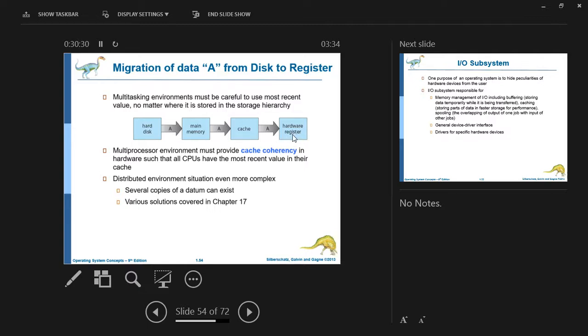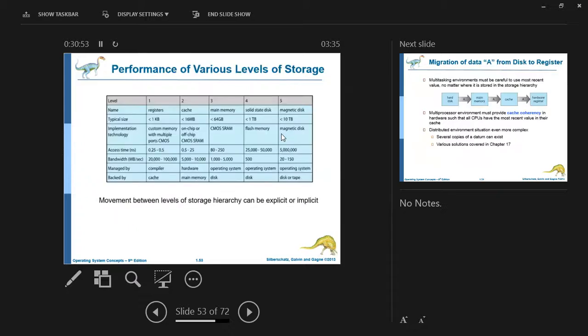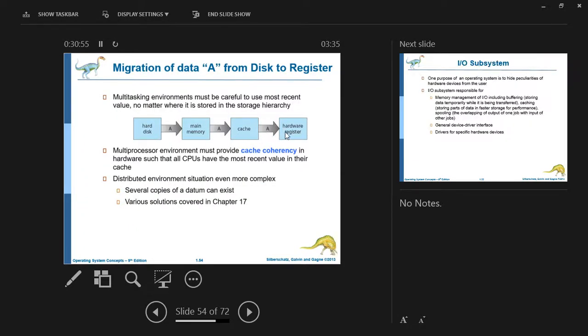Hardware registers are quite close to the CPU, right? All these instructions are going to be executed by the CPU at the end, only after they are brought into the hardware register. So if you have certain data A available in hard disk, that has to be brought here. How much time does it take from hard disk to main memory, we have already seen here, right? And then from main memory to cache, we can see that much amount of time. From cache to hardware register, you have seen, right? If it is already there in the register, it is faster.